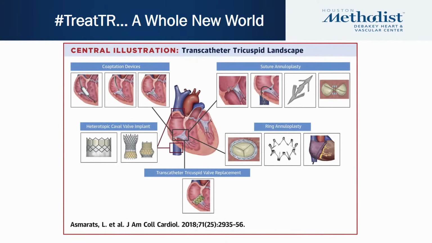And transcatheter tricuspid interventions is really a whole new world right now. And there are multiple different devices that can be used to treat tricuspid regurgitation, including coaptation devices, like the edge-to-edge repair devices, caval valve implants, which go into the IVC or the SVC, suture annuloplasty devices, or ring annuloplasty devices, and finally, transcatheter tricuspid valve replacement therapies. So again, different devices, and they all rely on evaluation of anatomical suitability for different interventions.